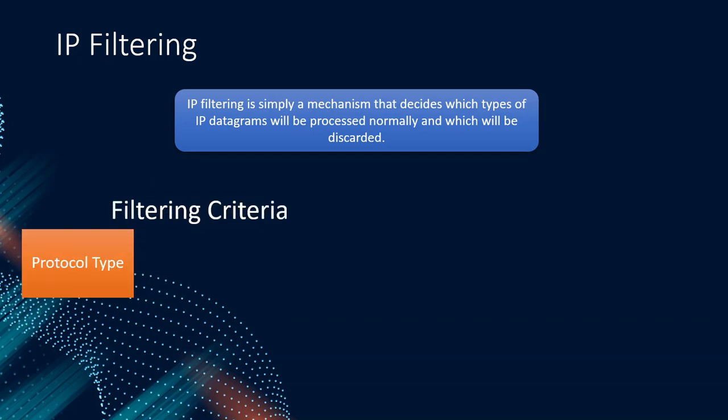Firstly is protocol pairing. Basically some transport layer protocols like UDP, TCP, ICMP, etc. Now, next is socket number. Socket number is the combination of IP version 4 address and the port number of the device. It is mostly used in TCP or UDP protocols.